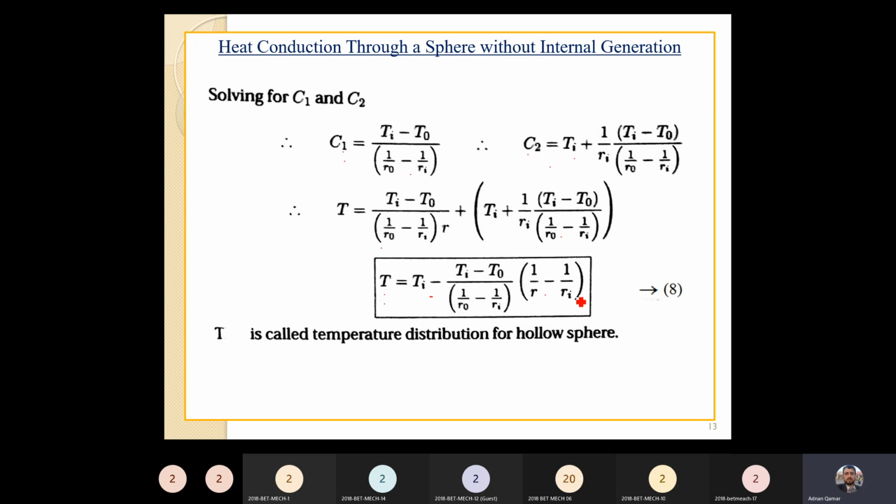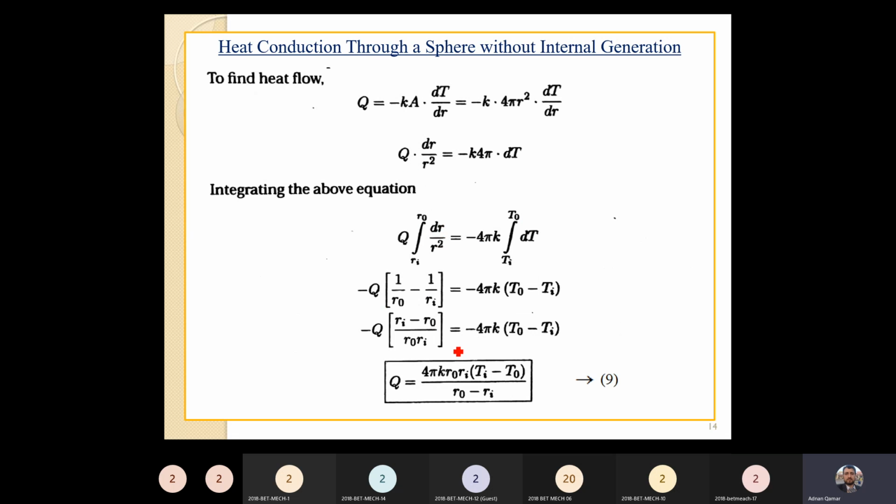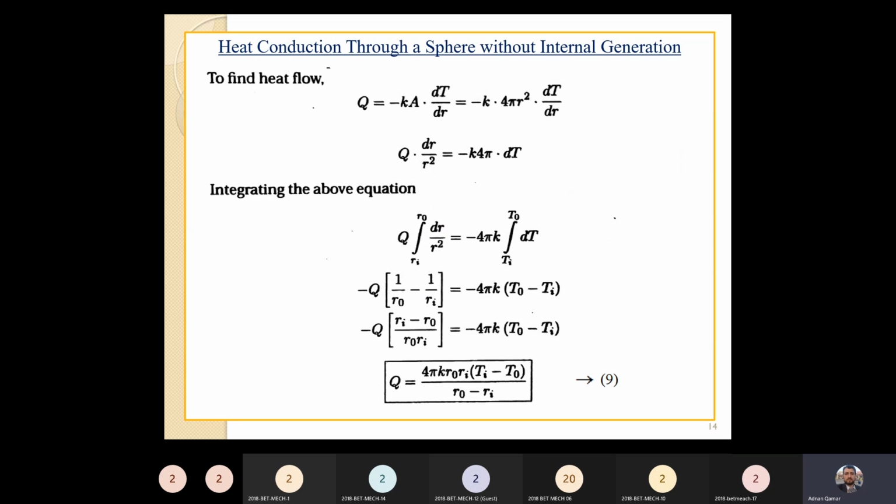Okay, this r is the distance at any point in between ri and r naught. This is the general r that is multiplied here, and r lies between ri and r naught. And what is r? r is any distance between ri and r naught. So T is called the temperature distribution for a hollow sphere. Hollow sphere means the sphere is hollow from the inside.